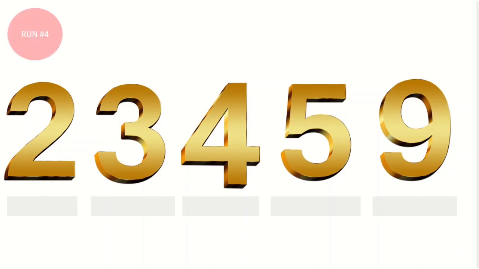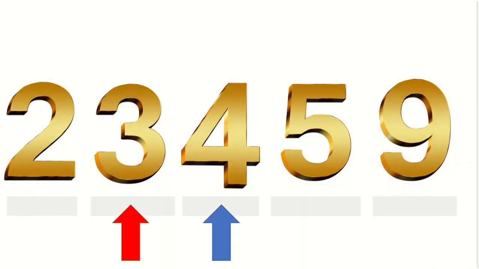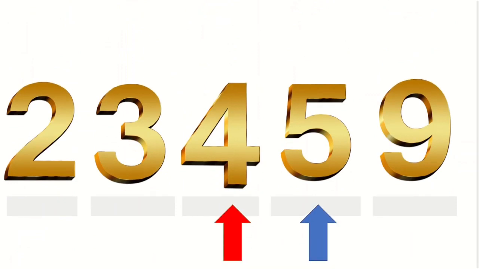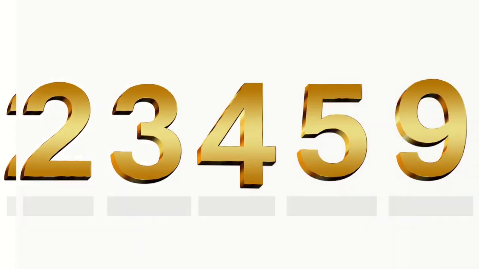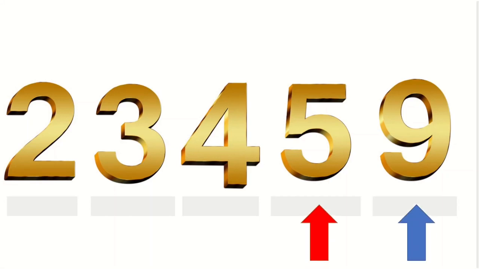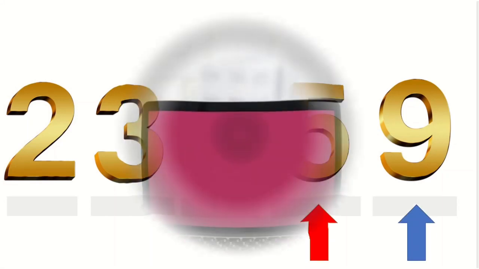Run number 4. 2 and 3. 2 is less than 3, so we do not swap. 3 and 4. 3 is less than 4, so we don't swap. 4 and 5. 4 is less than 5, so we don't swap. And then 5 and 9. 5 is less than 9, so we don't swap.